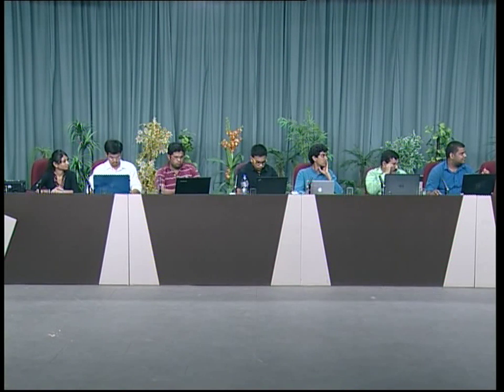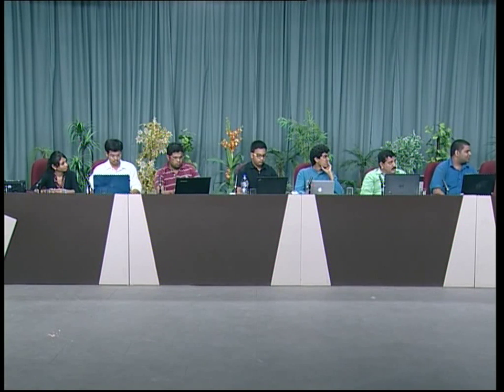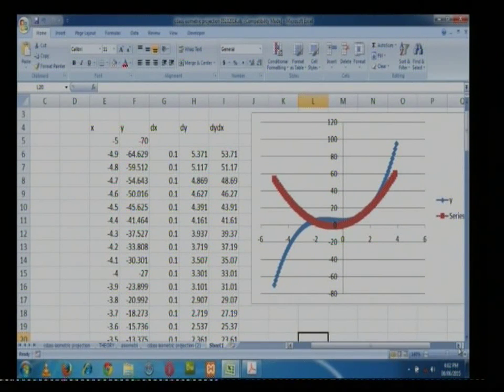Changing slope. How will I know that? Means the actual physical interpretation: variation of slope with x. So, suppose I ask you, what is the slope at minus 4? You have calculated it. From there you tell what is the slope at minus 4.